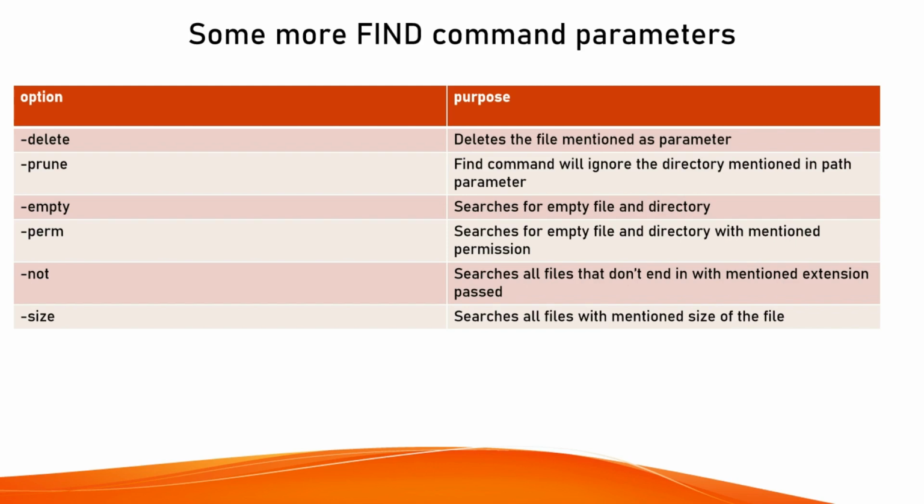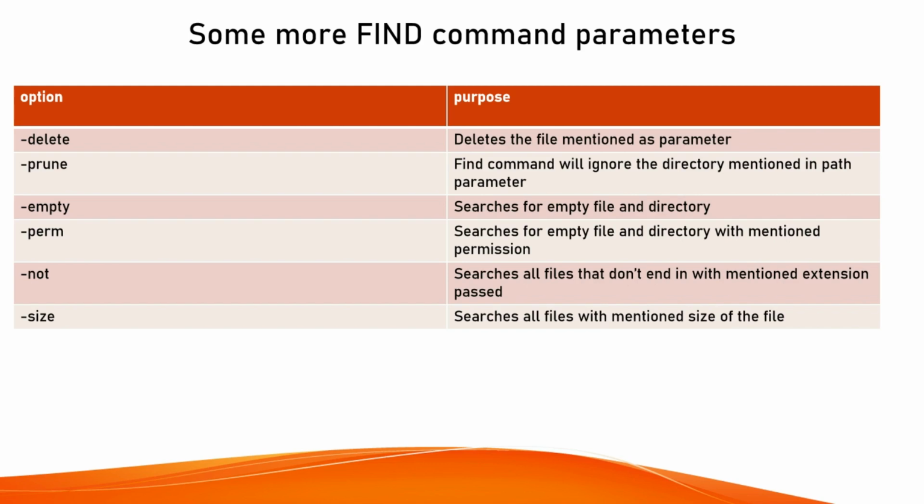The first one is delete, and it helps you delete the specific file which you have passed as a parameter to the find command. The next is prune. As the name suggests, this will help you ignore the directory which you have mentioned in the path parameter while you're dealing with the find command. We will go through this understanding of the prune command in our demo session.